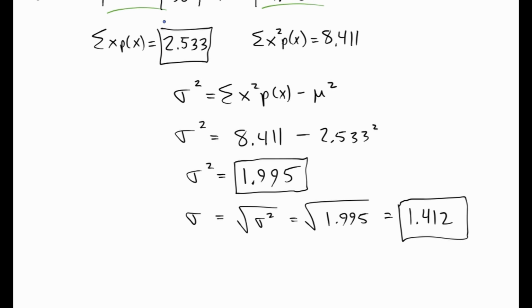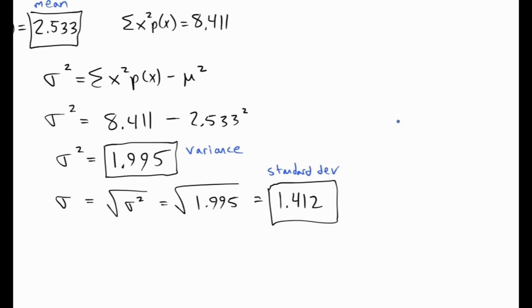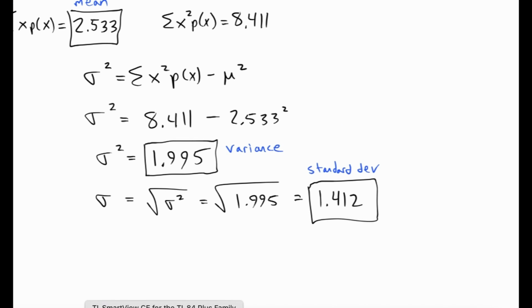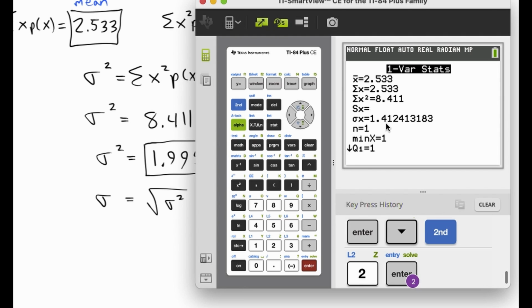This is the mean, the variance, and the standard deviation. Just check it with the calculator and see if the calculator agrees. Yeah, right there. Standard deviation 1.412.